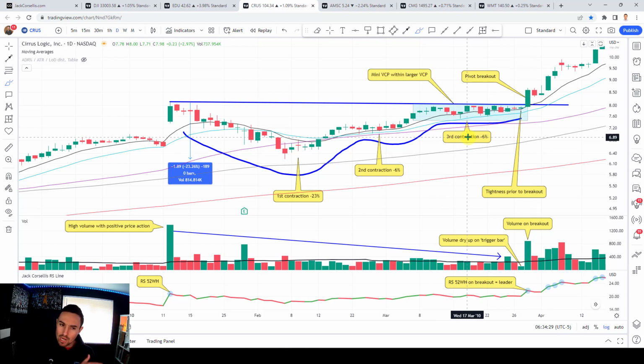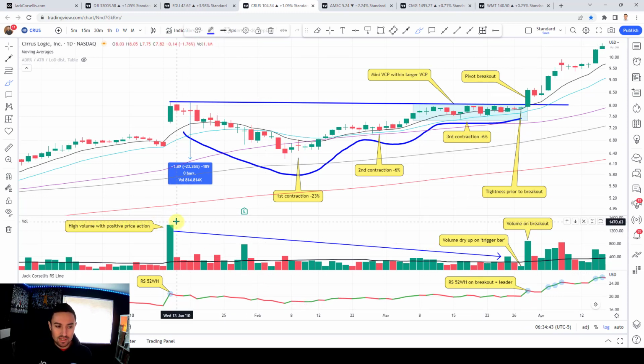So it's not going to perfectly halve the depth of the contractions each time. It didn't work like that. It's just a general principle. You'd like to see the depth of the contractions diminishing each time, so decreasing, structural high lows, volume drying up as well. And it's also good to see, you see this here, really high volume coming through with positive price action as well. Then the stock starts basing out there afterwards.